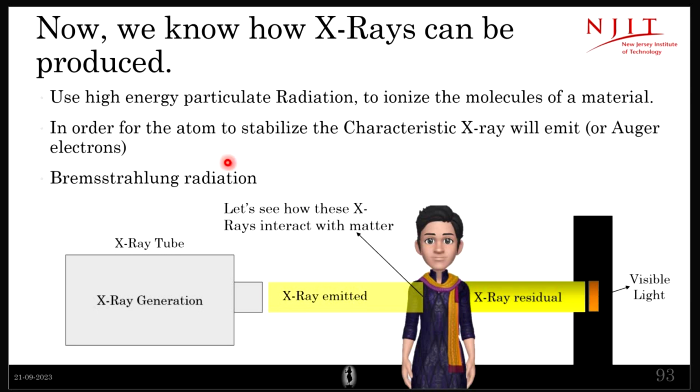So we just did a small detour on ionization. Now we actually know how X-rays can be produced. It can be either using characteristic X-rays or breaking radiation. Now we'll see how these X-rays interact with the body.